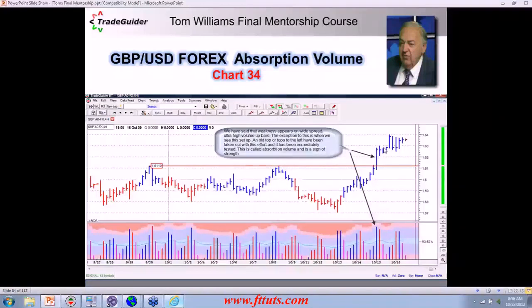To test, you need to see within so many bars a down bar, which can be fairly quick with these absorption volume bars.